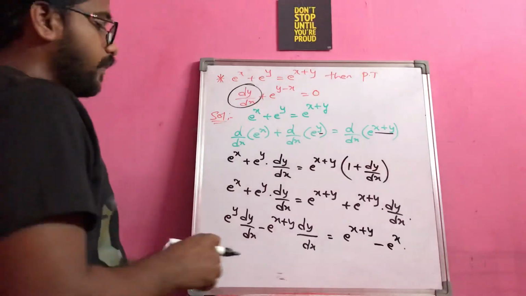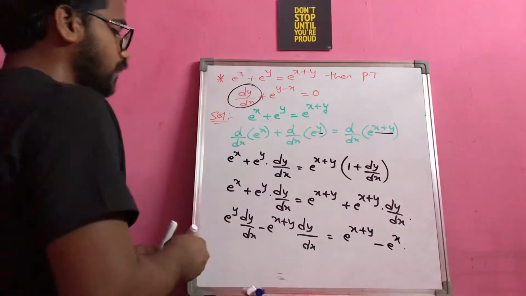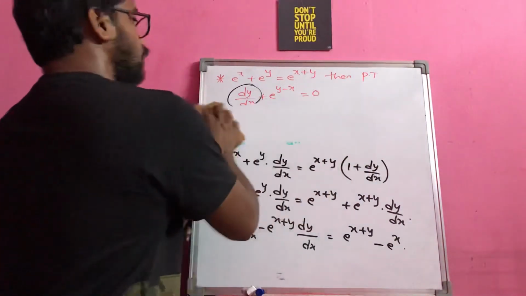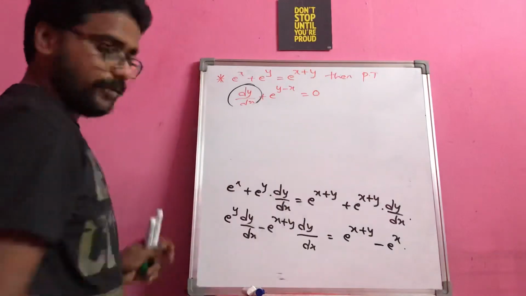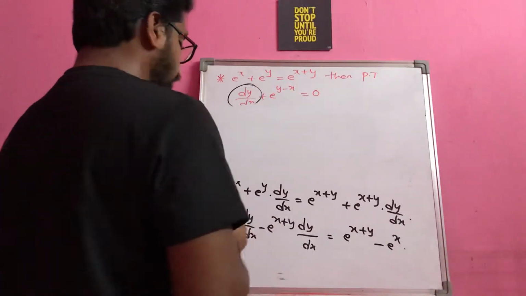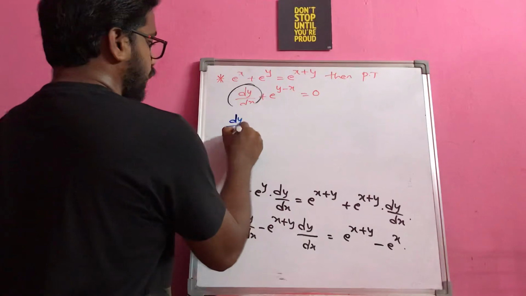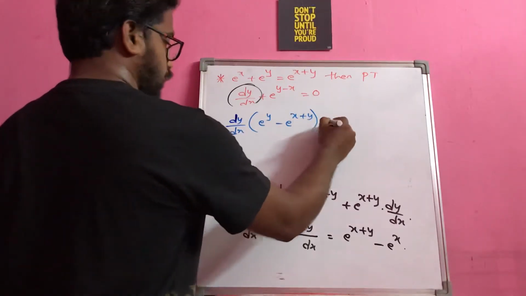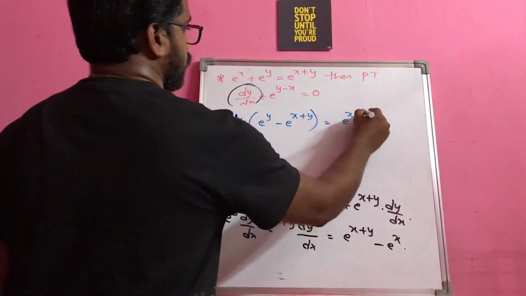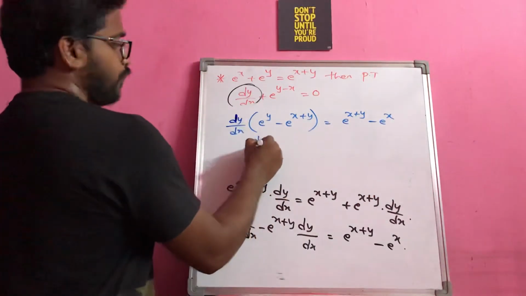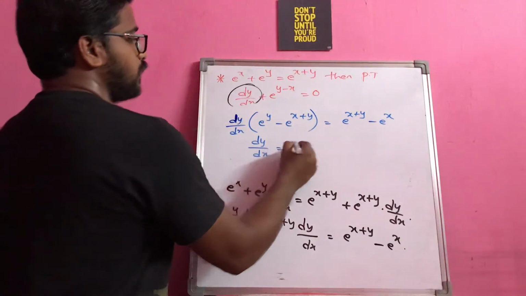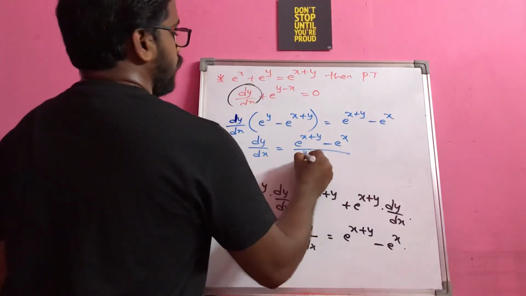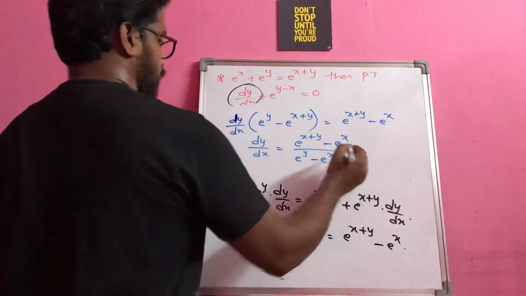So my requirement here is to find out the value of dy by dx. So I will take the dy by dx common here in the left side and I will see what I will get. So if I take that dy by dx as a common, I will be getting e power y minus e power x plus y is equal to e power x plus y minus e power x. So from this, the value of dy by dx is equal to e power x plus y minus e power x divided by e power y minus e power x plus y.